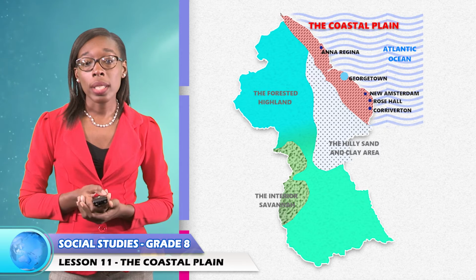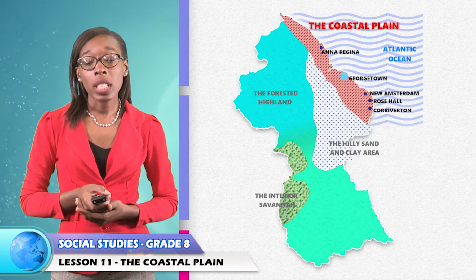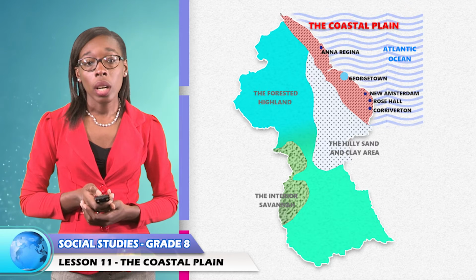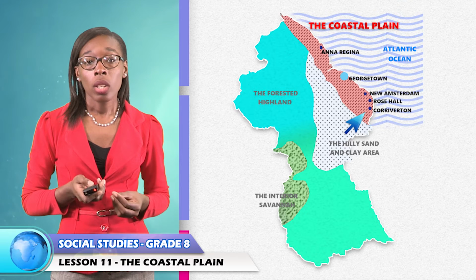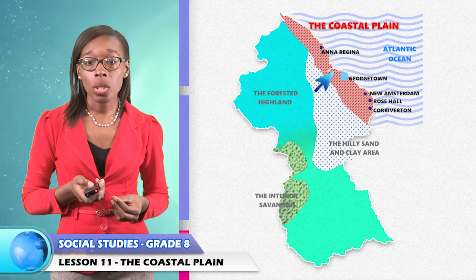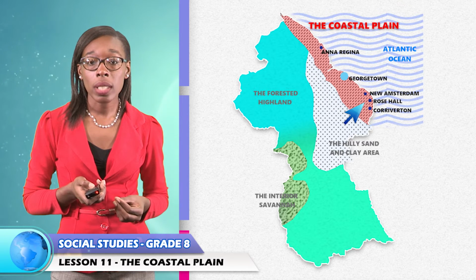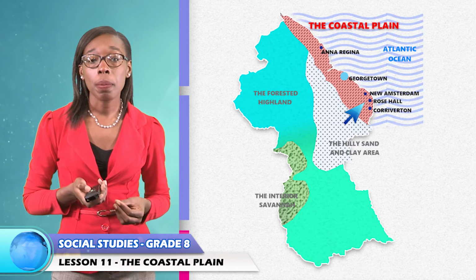If you are joining us for the first time in this lesson, I encourage you to draw the map of the natural regions in your book. Observe the narrow nature of the coastline. Now you would recognize that places such as Anna Regina, Georgetown, New Amsterdam, Rose Hall, and Corriverton are all located in this narrow stretch of land, stretching from the northwest to the northeast.